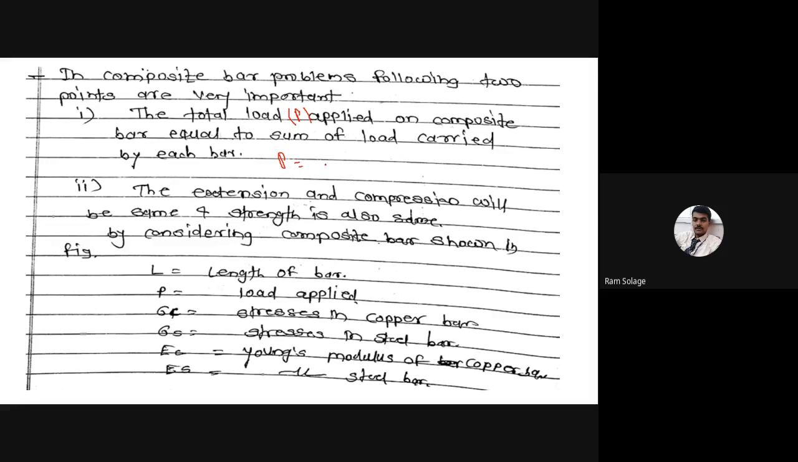How many bars are there in your problem? One is a steel rod and second is a copper rod. The meaning of this sentence, the total load applied on a composite bar is equal to sum of load carried by each bar. Two rods, one is steel and second is copper. So P is equal to, that is the total load is equal to PS plus PC. This is the condition number 1 or equation number 1. Any problems from equation number 1? How we have taken this P is equal to PS plus PC?